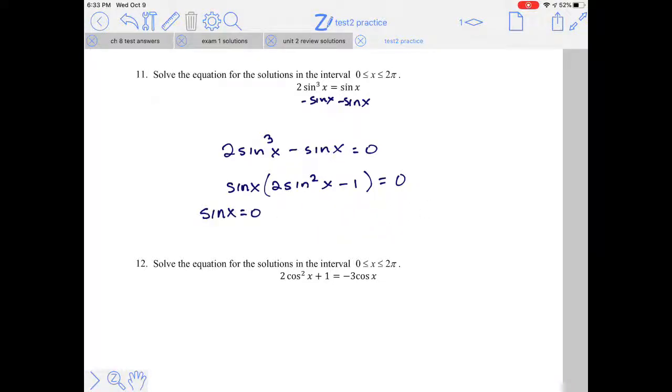So sine x equals 0, or 2 sine squared x minus 1 equals 0. We got to solve both of those equations separately. And this really is no different than what you did back in 1050 when you were solving quadratic equations. When you had two factors that equal 0, you separated them, set them equal to 0, and solved it. You basically just have extra stuff.